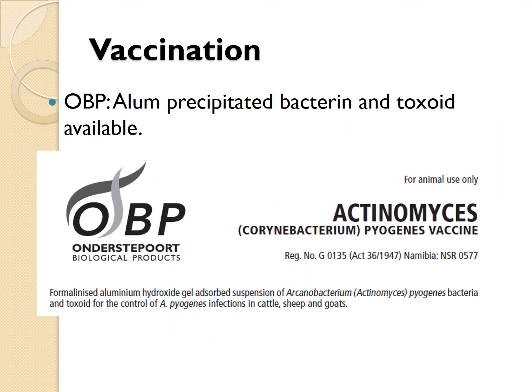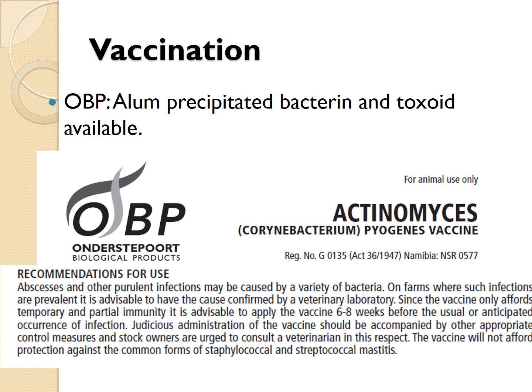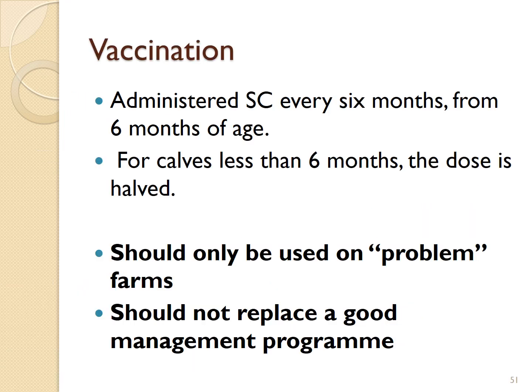A vaccine is available in the form of an alum-precipitated bacterium and toxoid. Note that it is marketed under two of the older names for these bacteria. The vaccine for T. pyogenes should only be used on problem farms and must be used in conjunction with good on-farm hygiene. It is administered every 6 months from 6 months of age.